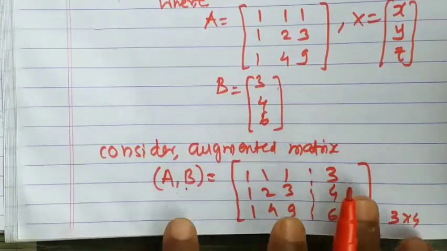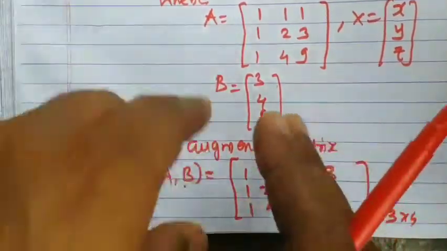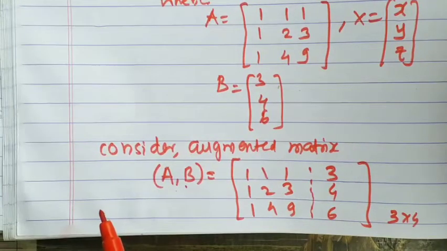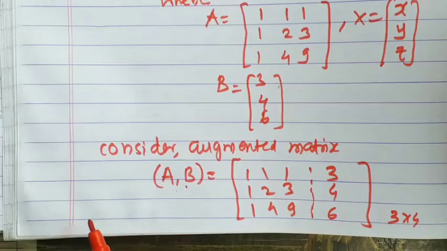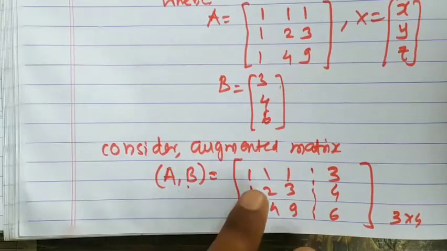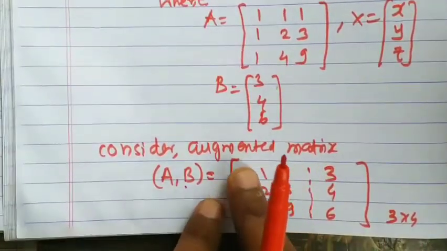Okay, so for determining rank, we need to compare the rank of A and rank of A comma B for deciding consistency. If they are equal, then only the system will be consistent. For determining rank, we are going to use the simplest method of calculating rank, that is the row echelon form method. In row echelon form method, starting from the first row, we select the first pivot.